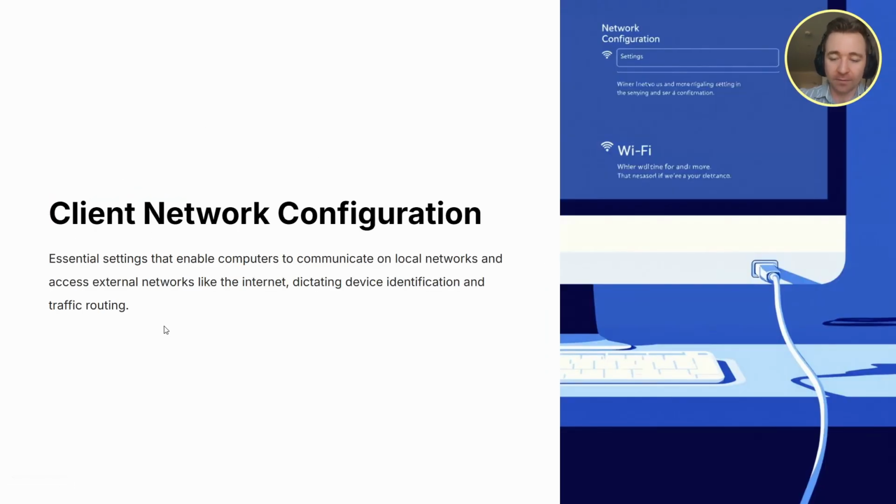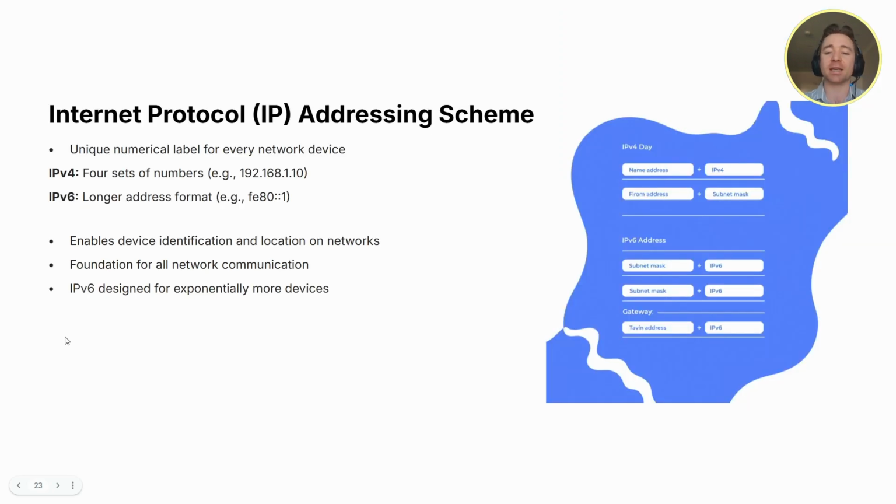Client network configuration is another thing we need to know about. So these are essential settings that enable computers to communicate on local networks and access external networks such as the internet, dictating device identification and traffic routing. Let's have a look at what you need to know for your exam. I'm trying to keep this as fast-paced as possible. By now, we should be familiar with the Internet Protocol addressing scheme, particularly if you've done your Core 1, which I assume you have. Maybe you did it with me, in which case, good job on passing.